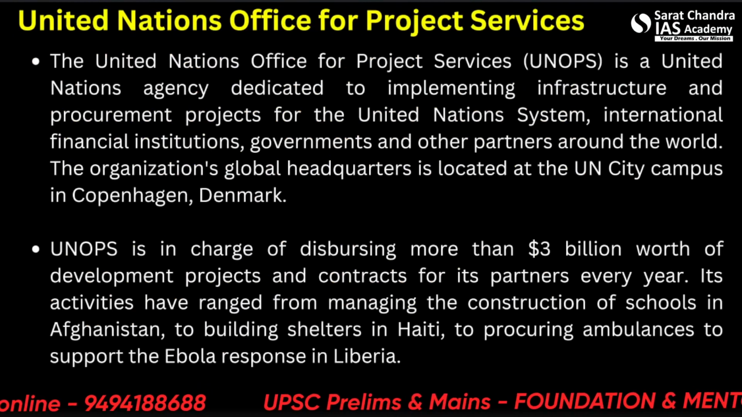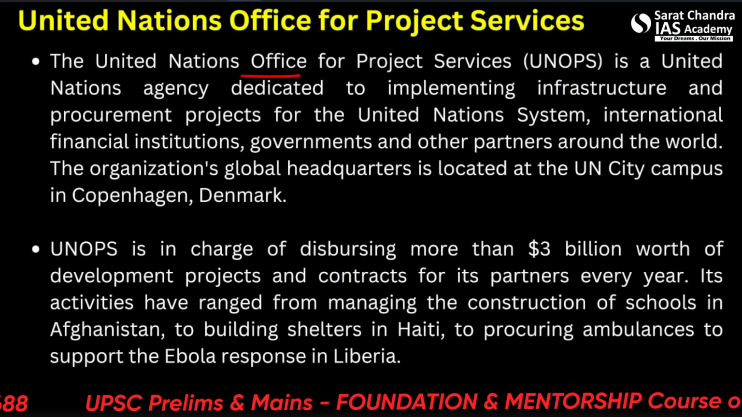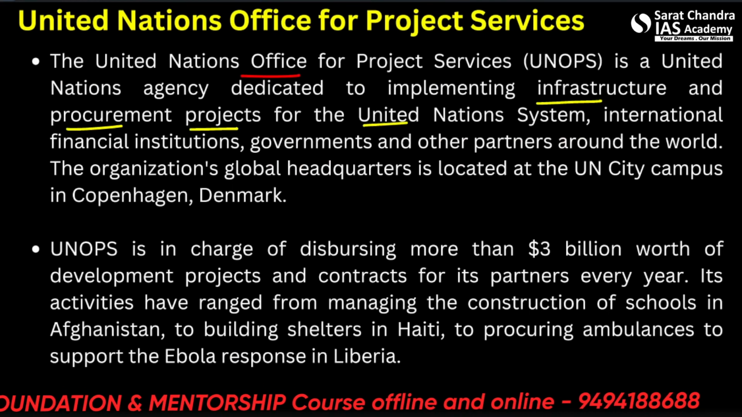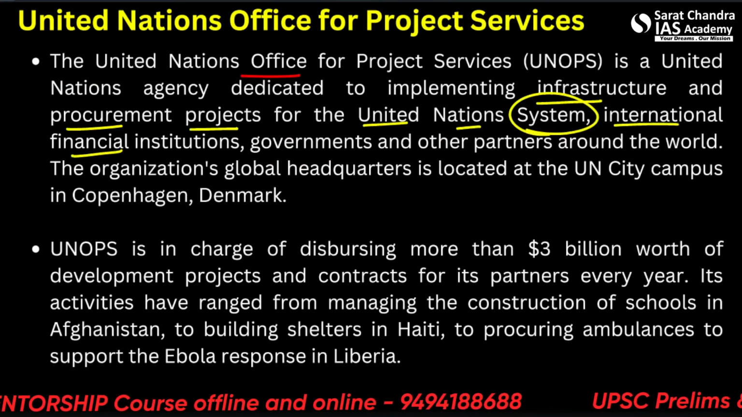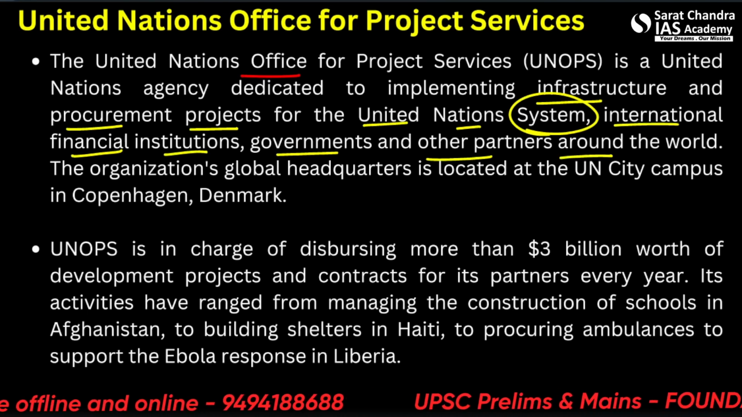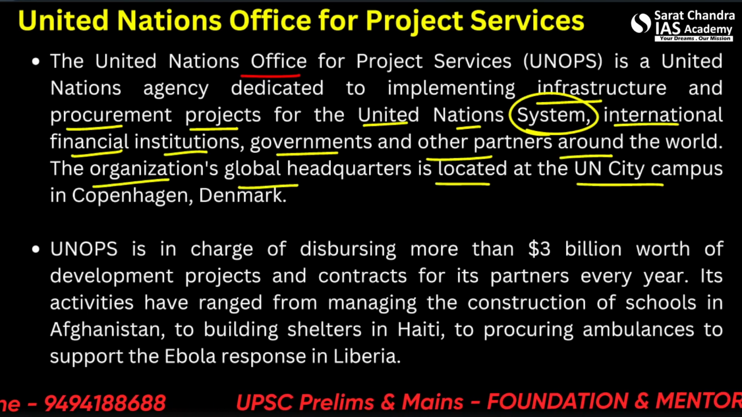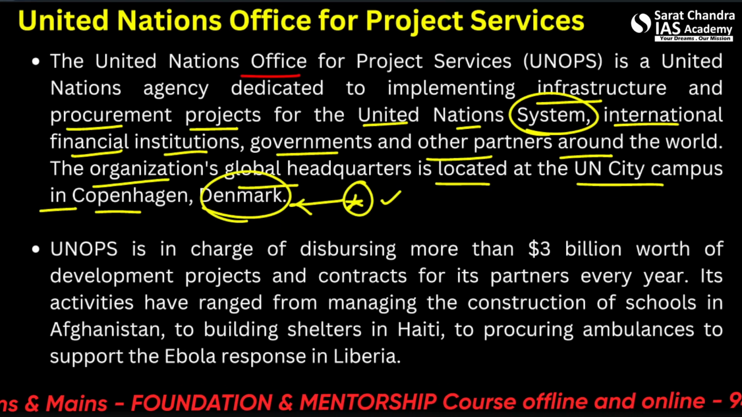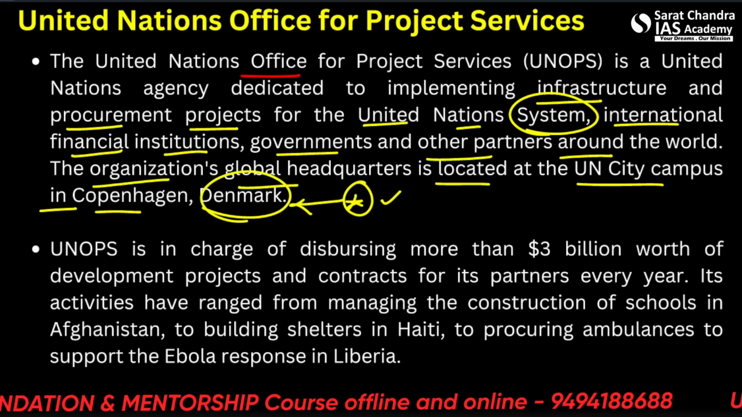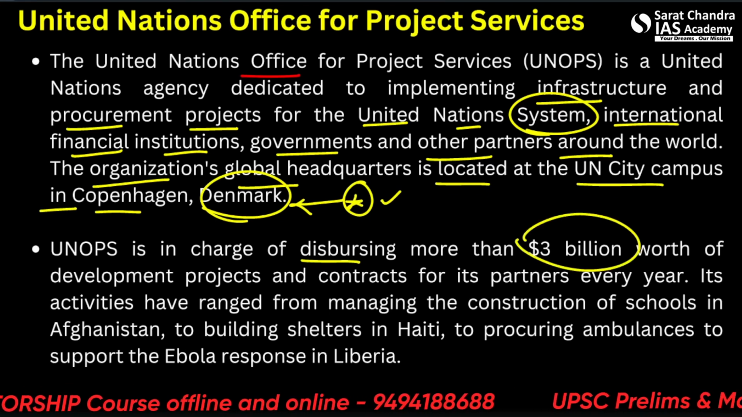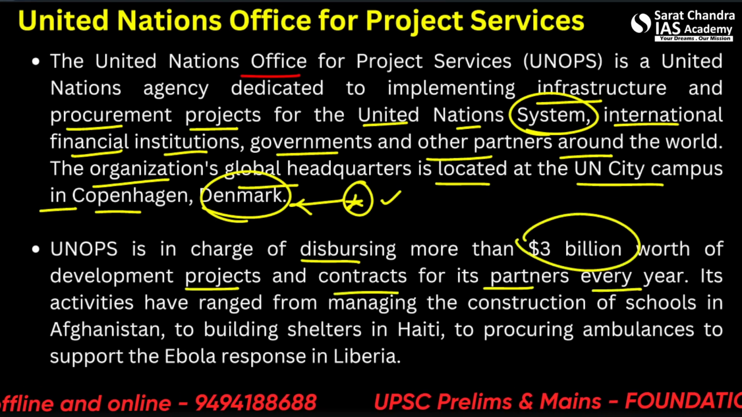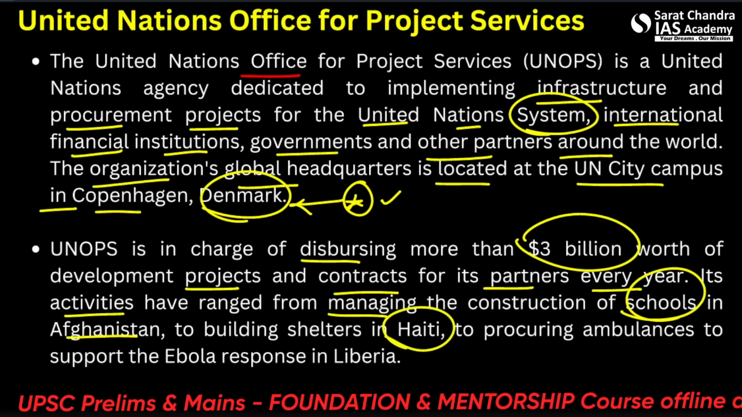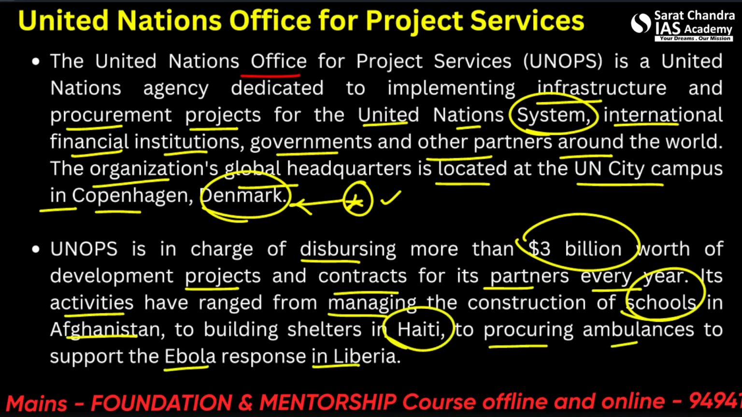So UNOPS, the United Nations Office for Project Services, is a United Nations agency dedicated to implementing infrastructure and procurement projects for the United Nations system, international financial institutions, governments, and other partners around the world. The organization's global headquarters is located in the UN City campus in Copenhagen, Denmark. Very important detail, please do not miss out on this. UNOPS is in charge of disbursing more than 3 billion worth of developmental projects and contracts for its partners every year. Its activities have ranged from managing the construction of schools in Afghanistan to building shelters in Haiti to procuring ambulances to support the Ebola response in Liberia.